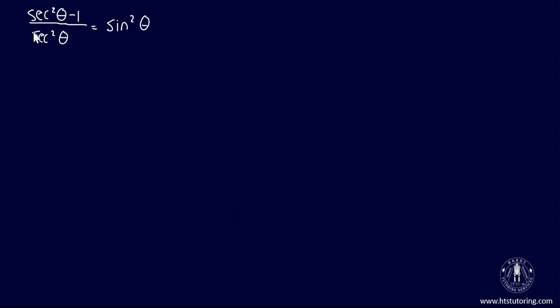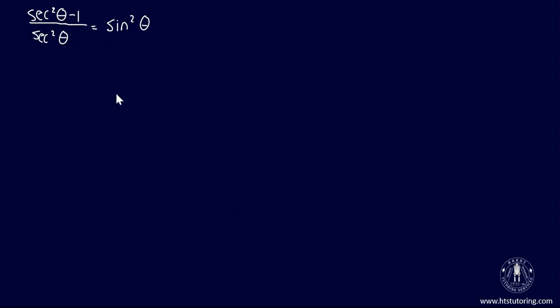This problem asks us to verify the trigonometric identity. So verify that if we simplify secant squared theta minus 1 over secant squared theta, it will indeed equal sine squared theta. Because I only have a sine squared theta on this side, I'm not going to touch that side. I'm only going to focus on simplifying the left side.